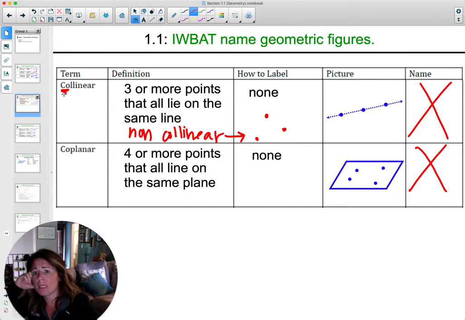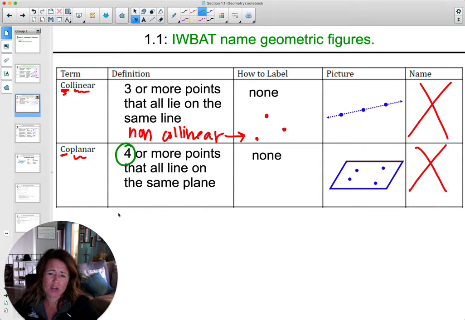So co meaning share, and then you see the word line in there. So co, like co-president, coexist, co-ed. Co means share. So down here we have coplanar, which means share a plane. So this time it has to be 4 points.